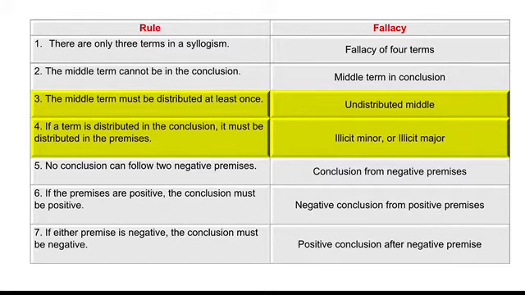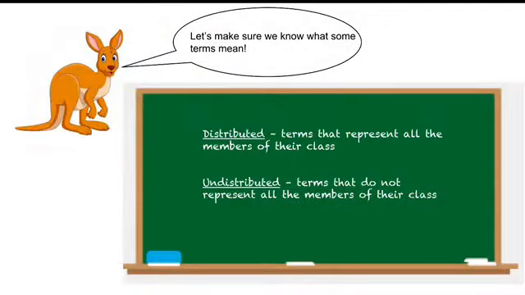So here we go. Kangaroo wants to make everything clear, and she says, let's make sure we know what some terms mean. Distributed means terms that represent all the members of their class or their category. And undistributed means terms that do not represent all the members of their class or their category. That's the definition of distributed and undistributed. And what we want to see is when the terms of the different propositions, the A, E, I, and O, are distributed and when they are undistributed.